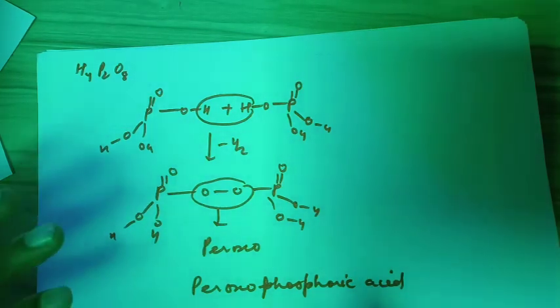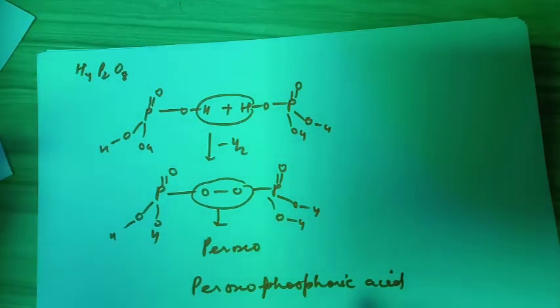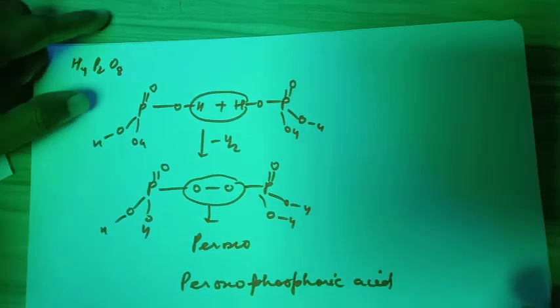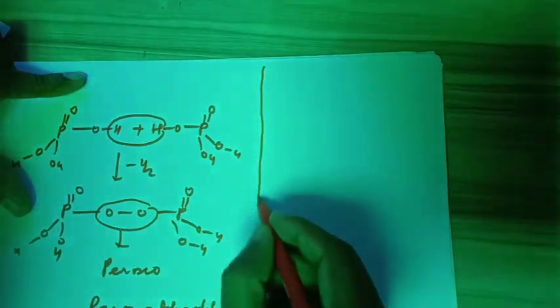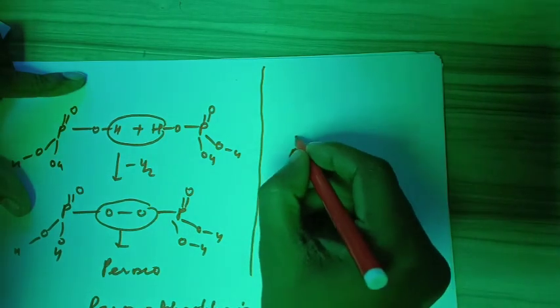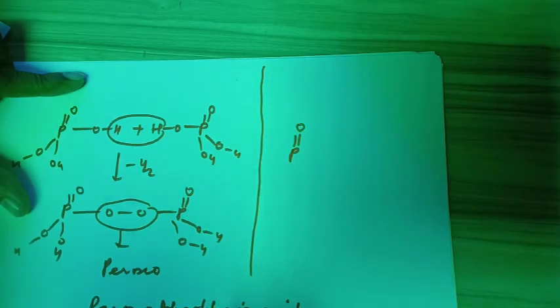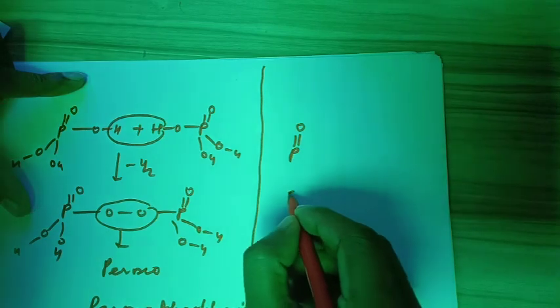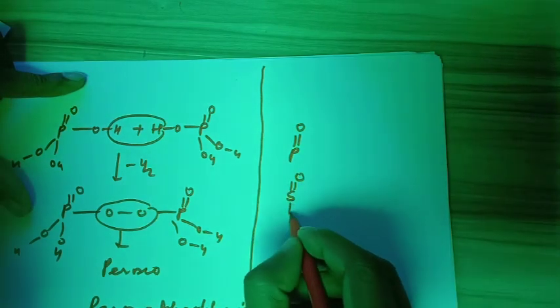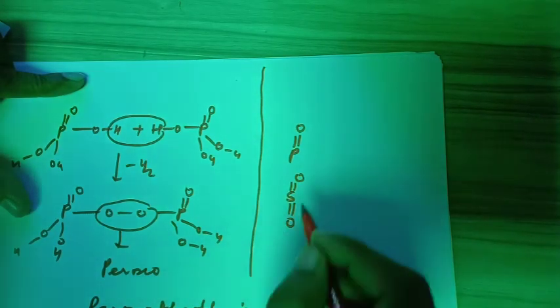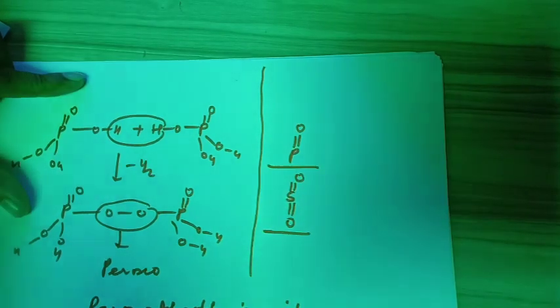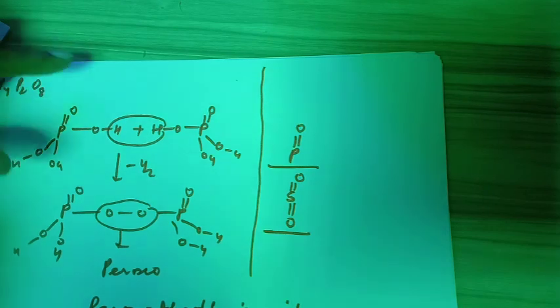In this way, we can draw the structure of sulfur compounds and phosphorus compounds. So just learn the basic thing, that phosphorus will contain one double bond with oxygen, while sulfur will contain 2 double bonds with oxygen. This is the basic trick to learn or draw the compounds. That's it for today. Thank you.